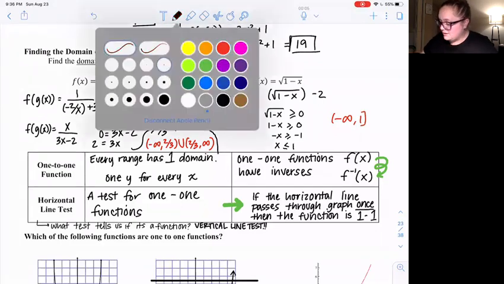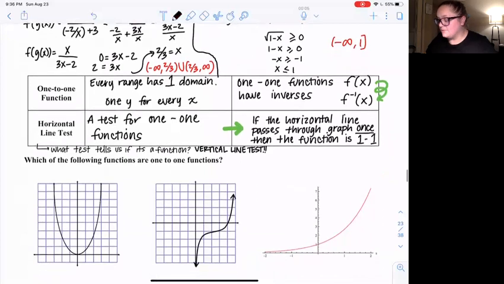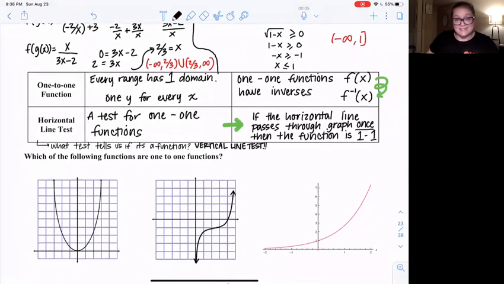Moving right along, let's talk about a one-to-one function and the horizontal line test. So the one-to-one function, every range has one domain.